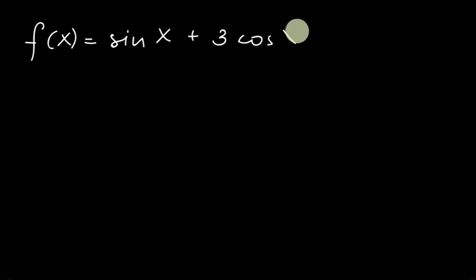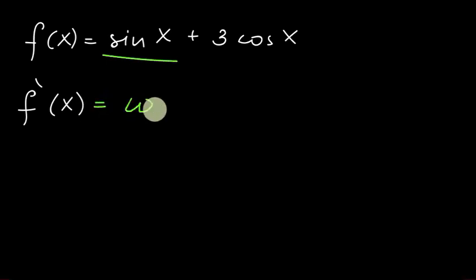Let's say f of x is equal to sine of x plus 3 cosine of x. Now the derivative of this will be a derivative of sine x will be cosine x. A derivative of 3 cosine x will be minus 3. A derivative of cosine is negative sine x, okay? So this will give us minus 3 times sine x.